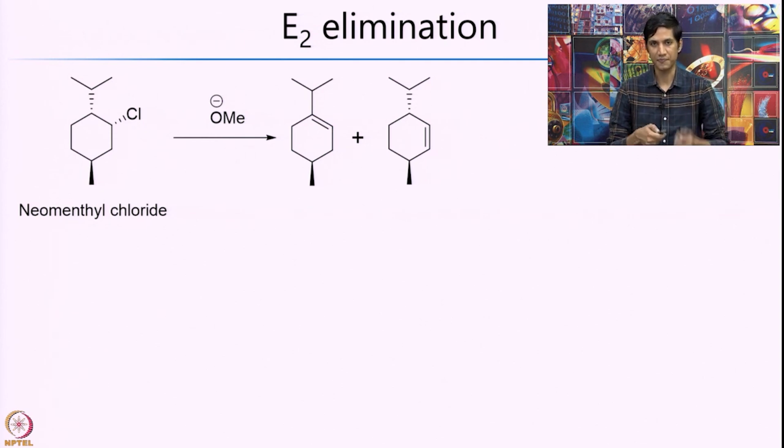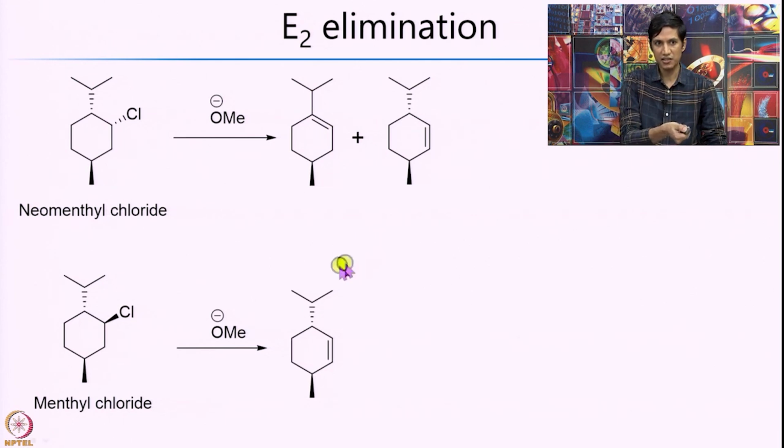reaction we are discussing. And the most interesting bit is, if we now take an analogous compound, that is menthyl chloride, which has almost exactly the same structure except the stereochemistry on the carbon which bears the chlorine atom, what one observes is that exclusively the 2-menthene product is formed. So this is where the stereochemistry becomes very important in the elimination reaction, and we shall try and understand this by looking at the conformations of the molecules.